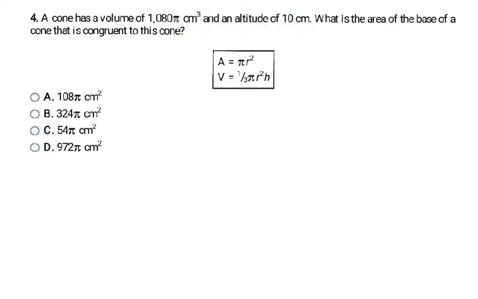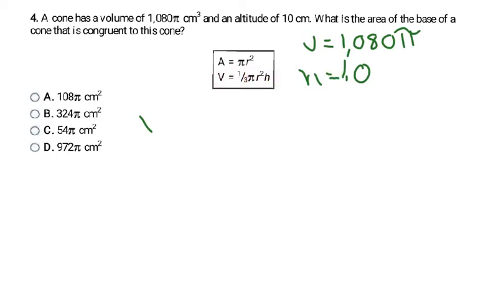So here it tells me a cone has a volume of 1,080 pi centimeters cubed and an altitude of 10 centimeters. Altitude is another word for height. What is the area of the base of a cone that is congruent to this cone? So it wants to know what is the area. So I need to know the radius. It doesn't tell me that, but it does tell me the volume. So I'm going to have to use that volume information to solve for the radius. So it tells me that the volume is 1,080 pi and my height is 10 centimeters. So I'm going to go ahead and substitute these two pieces of information into my volume formula.